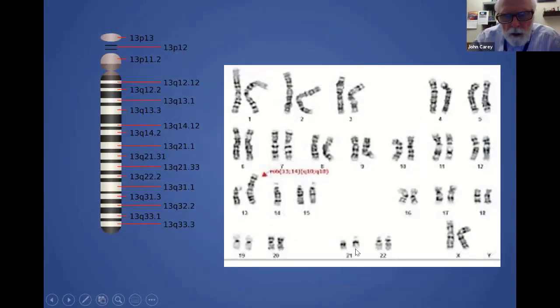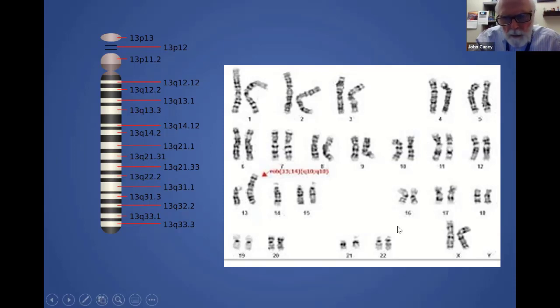So here you can see an example of a person, in this case a female, XX, who's carrying a 13-14 Robertsonian translocation and thus is at risk of passing it on, in a certain way, for the child to have a 13-14 translocation type of trisomy 13. There are also Robertsonian translocations of 15 and also of 21 and 22, but we're not going to talk about them today. We'll use this as our primary example.